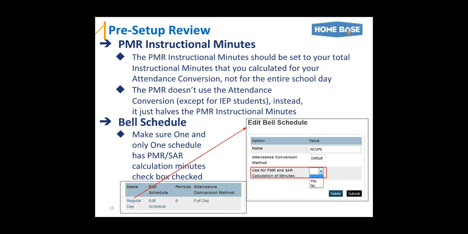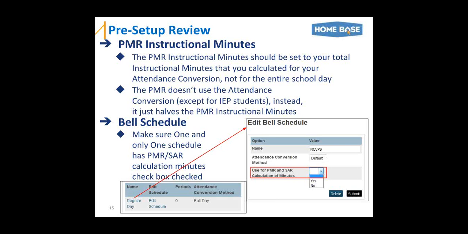The default is blank. So what I really would suggest we do is that every other bell schedule, go in and edit it and set it to no. All of them should have a field set, either yes or no, for this particular field entry. If you leave stuff blank, then what happens is it will take all of your bell schedules and average all those times up, so that the calculation is going to be skewed.